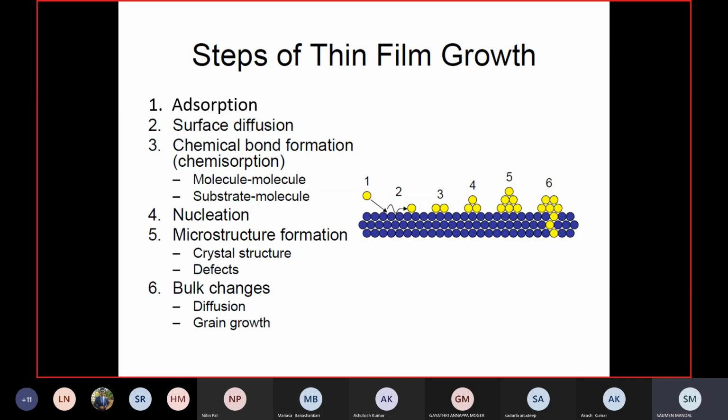Actually, it's a good point, but it's sometimes inevitable. In stage 6, the diffusion as well as the grain growth will not always happen, but grain growth will happen sometimes. You can control it, but diffusion may sometimes happen if you have a high temperature on the substrate. Is it good for the longevity? No, surface diffusion is not at all good.